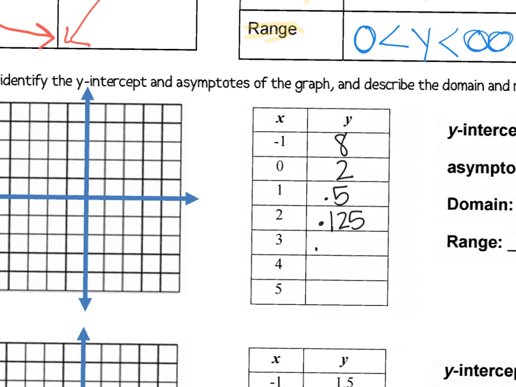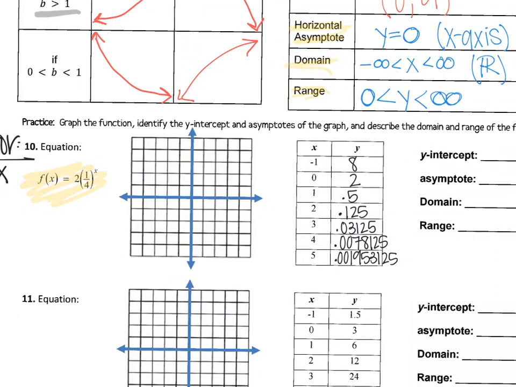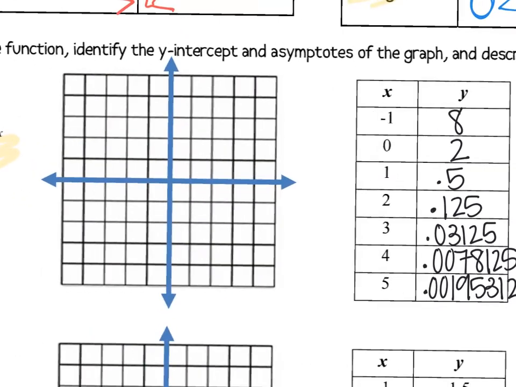3 is 0.03125, 4 is 0.0078125, and then 5, 0.001953125. Beautiful. So there's our points. Now to graph an exponential function, all you do is take these points and put them on the graph, just like you would linear or quadratic. Same things going on. So I think I'm going to count by 2s to give us some room.